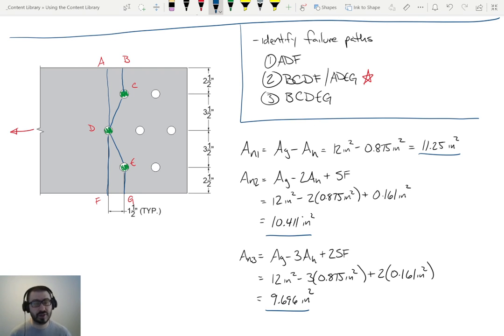So which one do you use? Do you use the lowest one, right? Think, if I'm grabbing this member and I'm applying fracture, when is it going to fail? It's going to fail when the limiting stress reaches the limiting stress times that area. It's going to be the lowest area. So for the purposes of this problem, I'm going to introduce you to some terminology in the land of structural engineering.